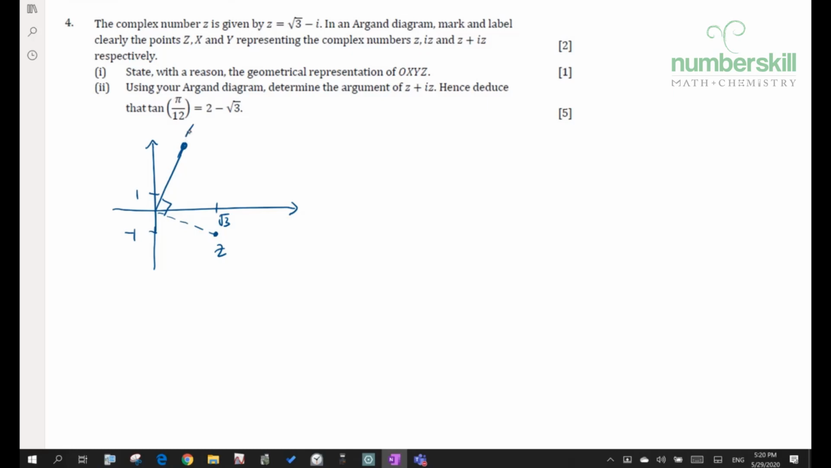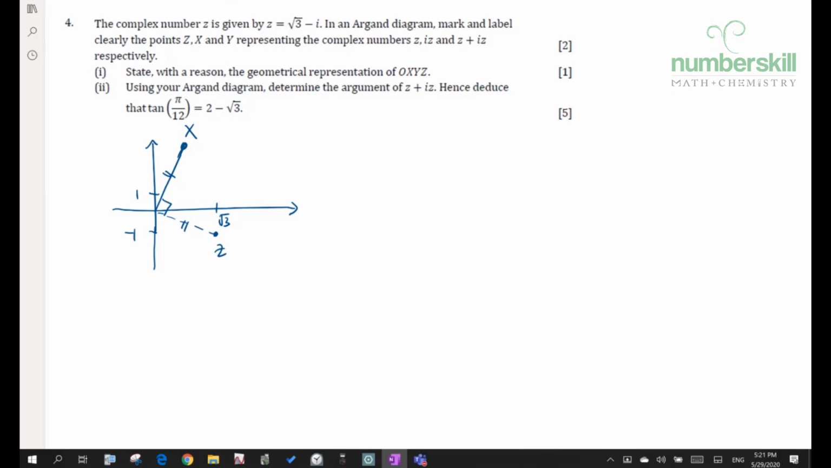Then this is iz. iz is X. If you like, you may also indicate that they're equal in length, because rotation does not affect the length. Agree? When you rotate, it doesn't become bigger or longer. So OZ is the same length as OX. You just move, it's like a compass. Now there you go, that's X, which most people will get 1 mark for doing. But unless you draw the 90 degrees, you don't get the 1 mark. The 90 degrees is important.